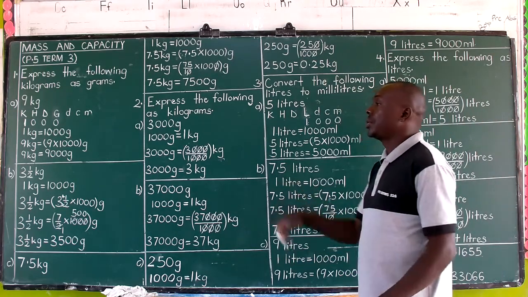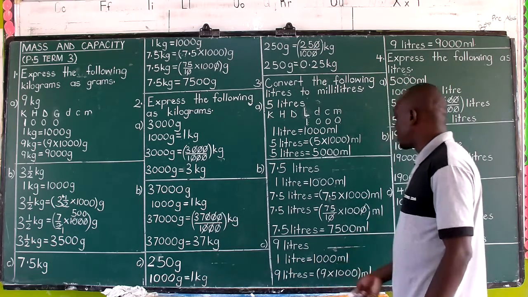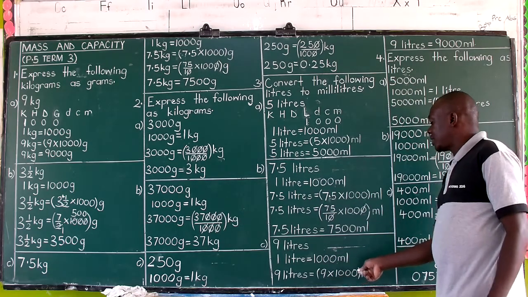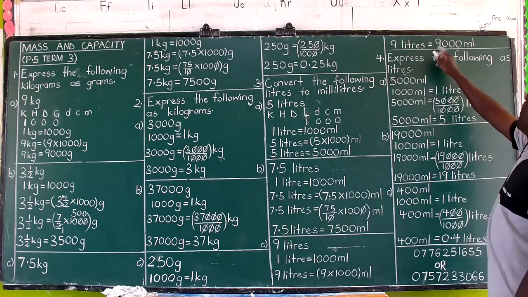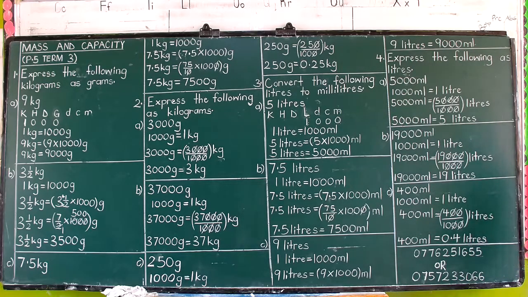Convert 9 liters to milliliters. You say 1 liter is called 1,000 milliliters. What about 9 liters? That's 9 times 1,000 milliliters. 9 times 1 is 9, and then 3 zeros, you get 9 liters, equivalent to 9,000 milliliters. And that is the answer.